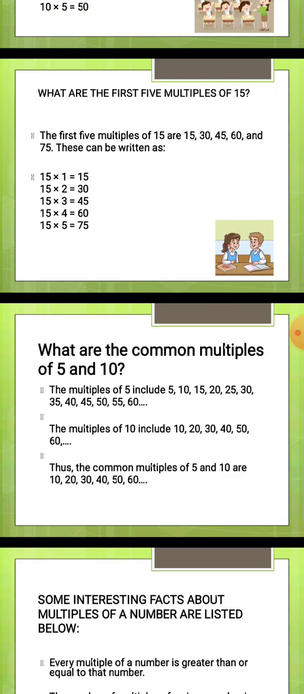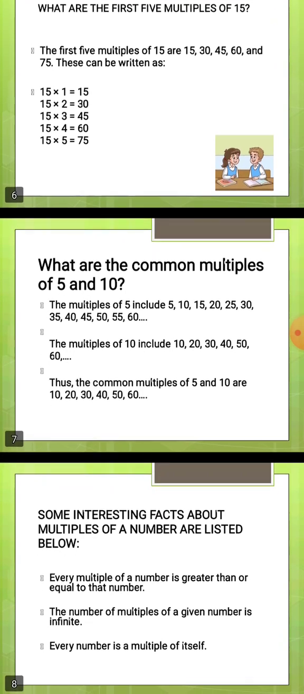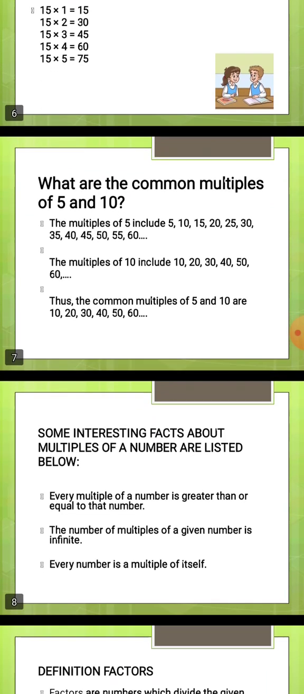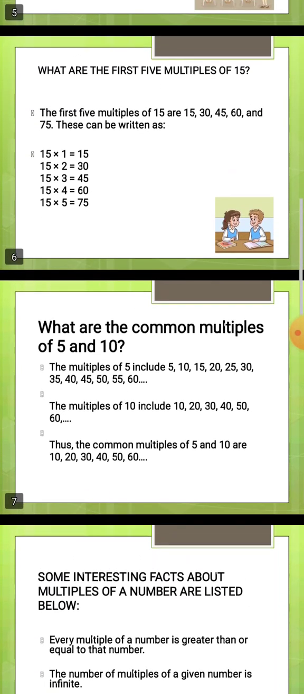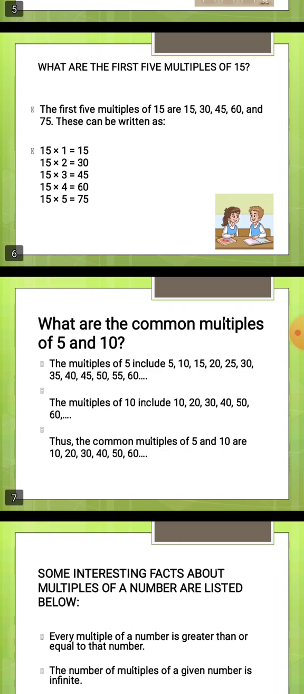15 multiplied by 2 is equal to 30. 15 multiplied by 3 is equal to 45. 15 into 4 is equal to 60. And 15 multiplied by 5 is equal to 75. So we can say the first 5 multiples of 15 are 15, 30, 45, 60 and 75. I hope this is clear to everyone, what multiples are. Multiples are the numbers we get when a number is multiplied by the natural numbers.